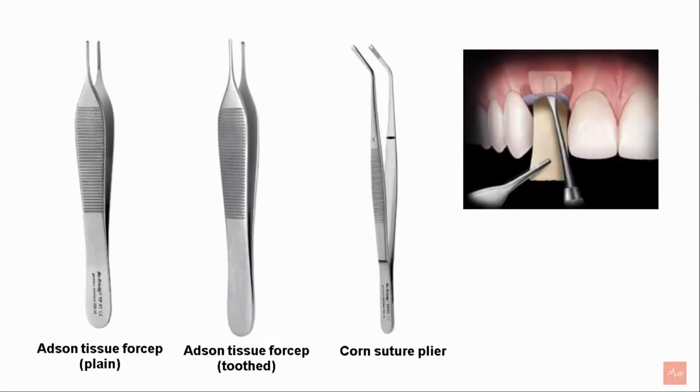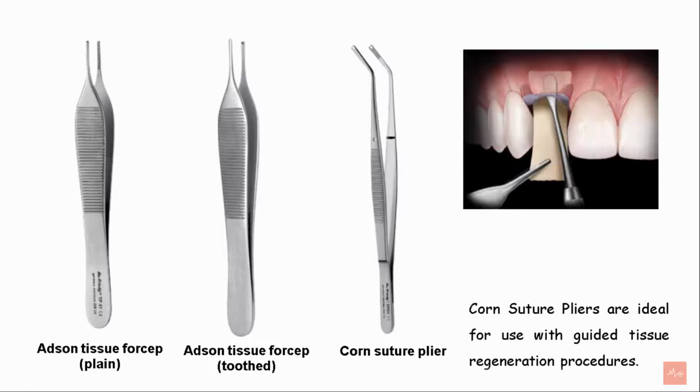Another example of tissue forceps is the Kohn suture plier. It helps in holding the graft membrane as well as the connective tissue or the free gingival graft. It helps in easy suturing of the grafting materials. Kohn suture pliers are ideal for use with guided tissue regeneration procedures.